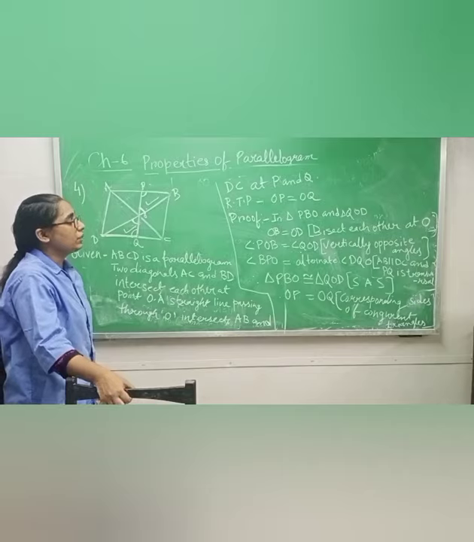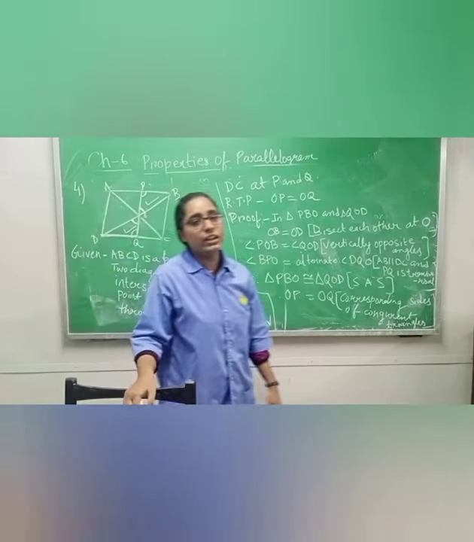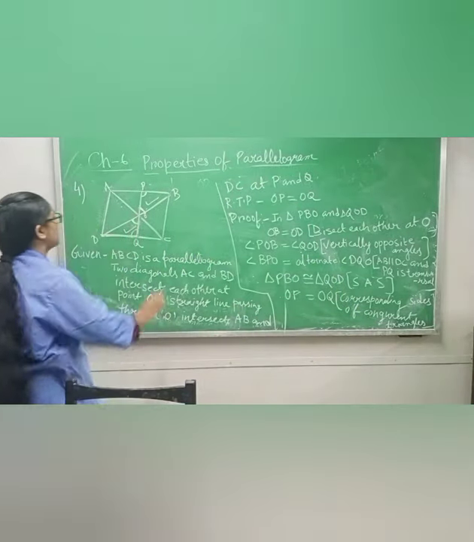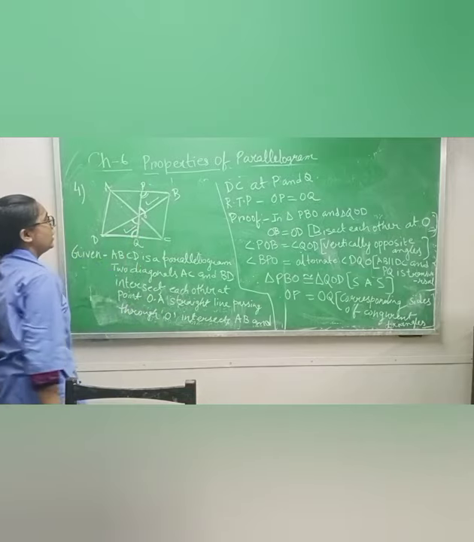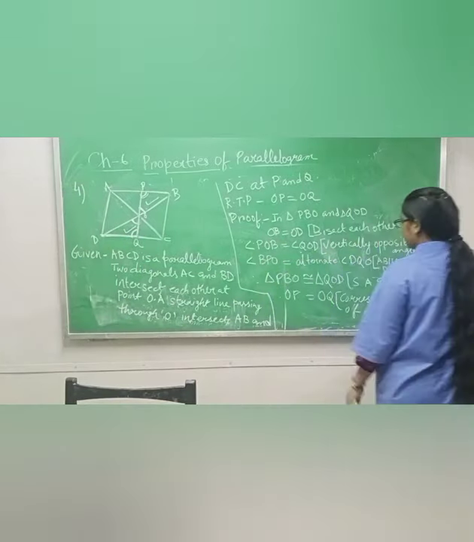And why are AB and DC parallel? Because it is written that it is a parallelogram, and in a parallelogram we know that opposite sides are parallel. And PQ is the transversal. That is why this angle and this angle both are equal. So we have proved one side and two angles are equal. Then what can we write?